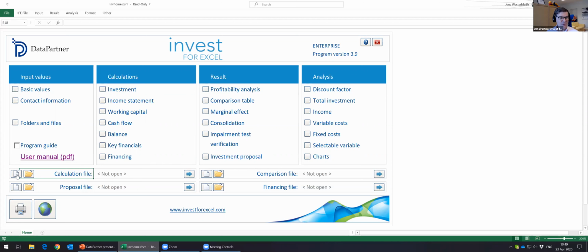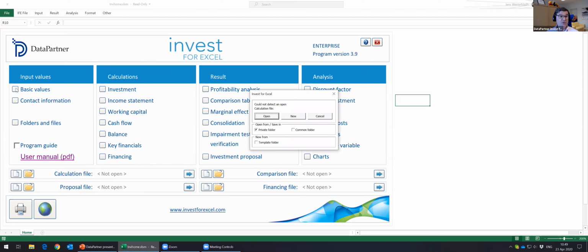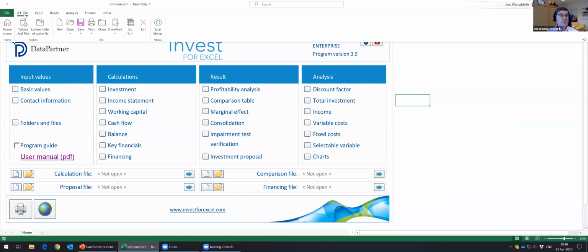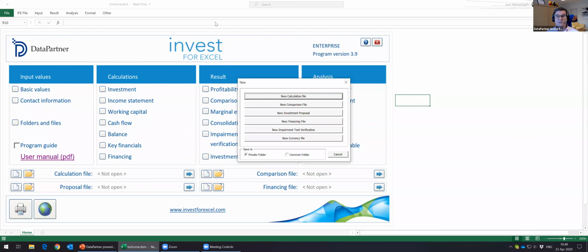So I can start here with this blank sheet to create a new file. Or if I just press any of the buttons and I don't have any calculation open, it offers to create one or open one. Or I can go from the menu, File, New. So three ways. If I go from the menu, there is one step in between. I choose what type of file I create. I create the calculation file.